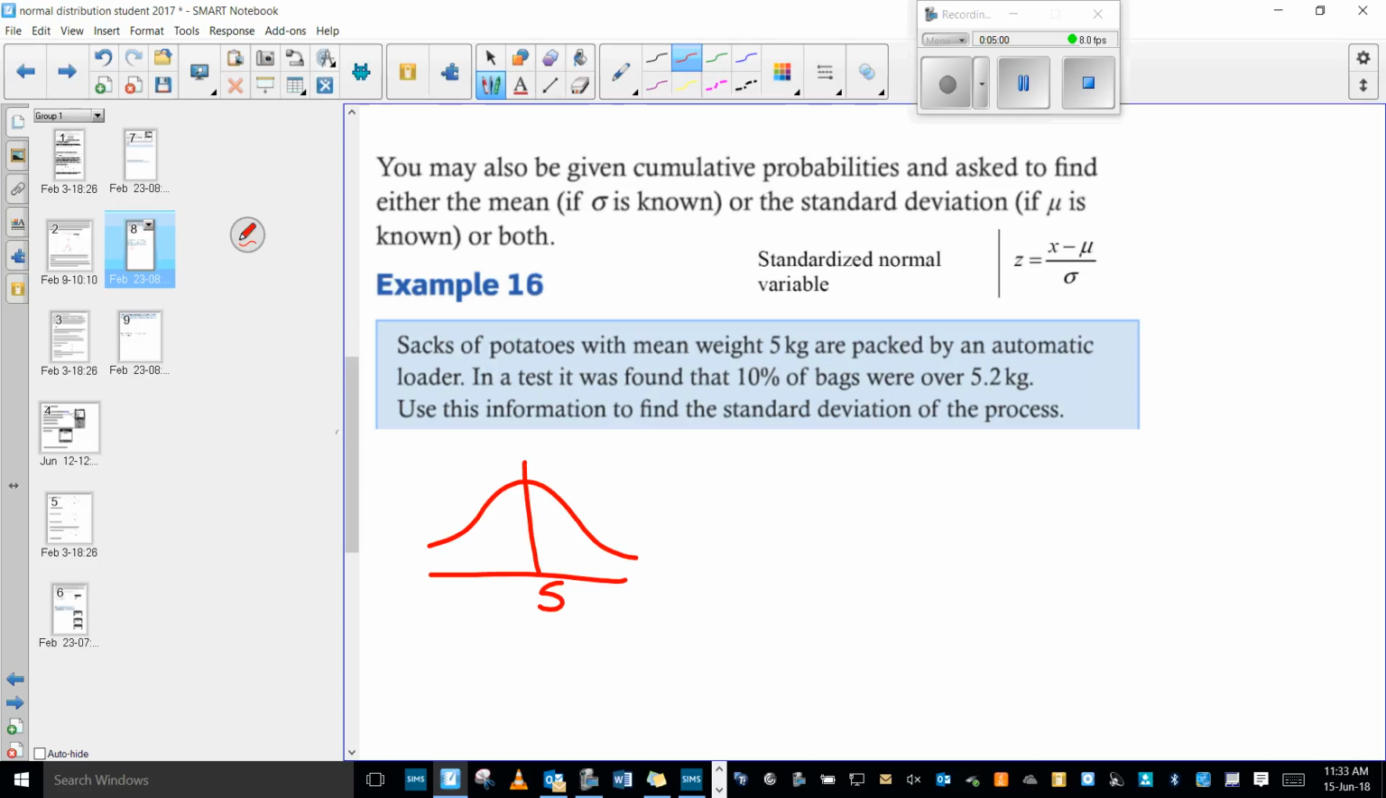So it says 10% of bags were over 5.2. To the right side. So to the right, obviously, I'm hoping you're all comfortable that 5.2 is bigger than 5. And 10% of bags are over that. So to the right. So I'm going to shade this here, yeah? So that's 10%.